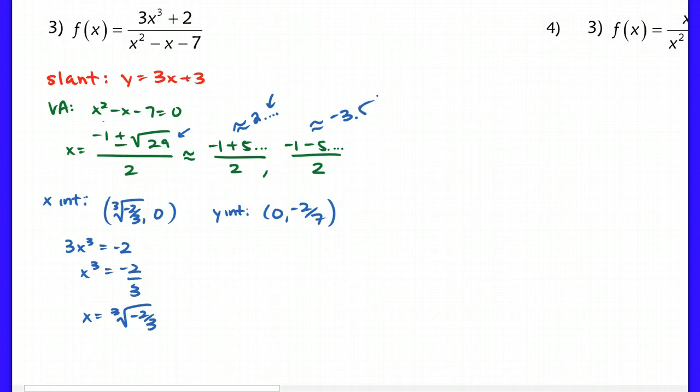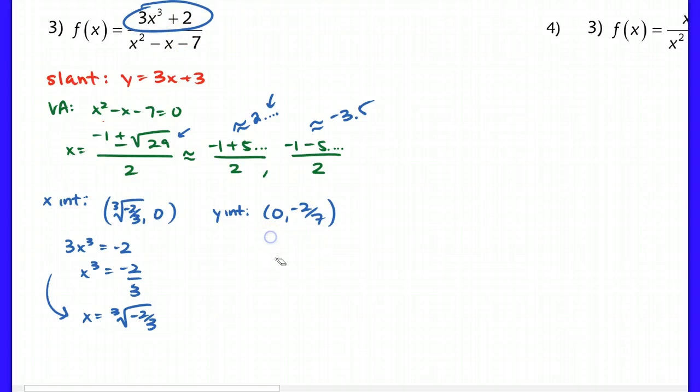Okay, the x-intercept here is found by setting the numerator equal to 0, so I end up with this equation here, and I get a solution x equals the cube root of -2/3, and this is a real number, so we can use that as our x-intercept. The y-intercept is probably the only easy thing that I had you guys do on this problem, and that's just plugging in 0 and you get -2/7.